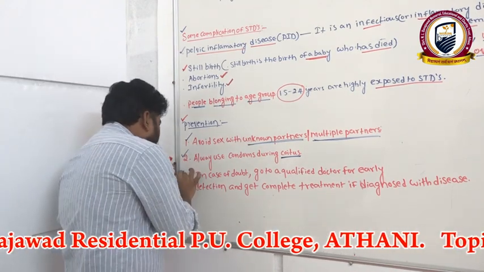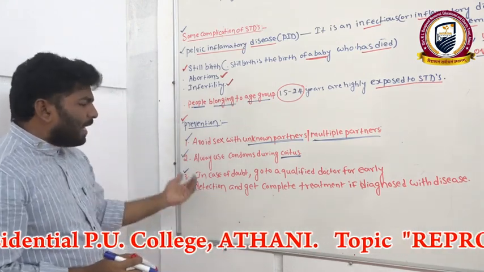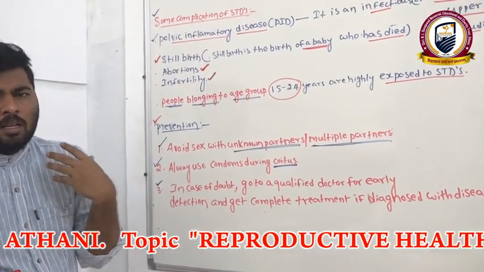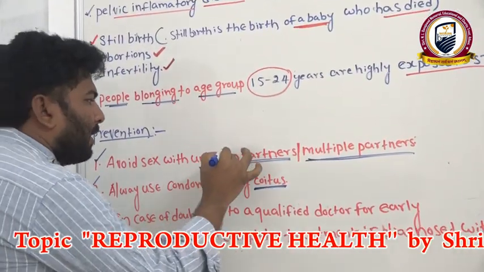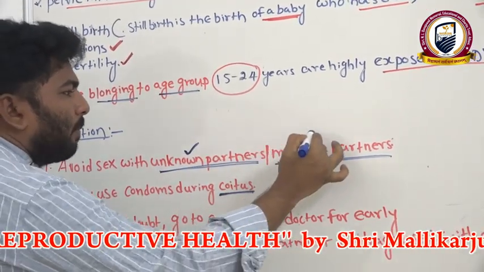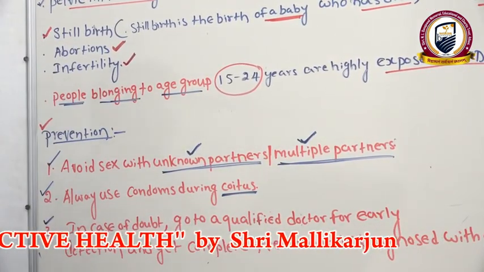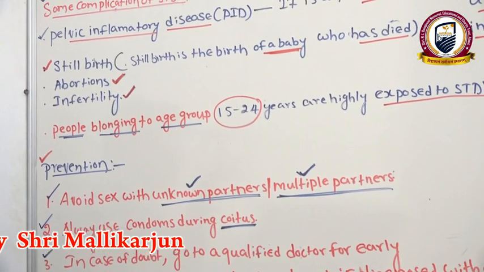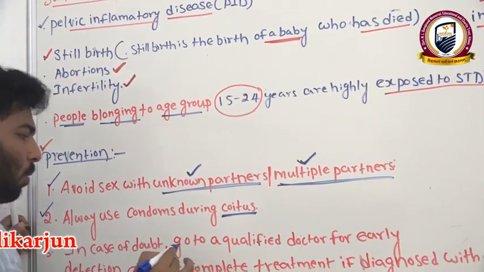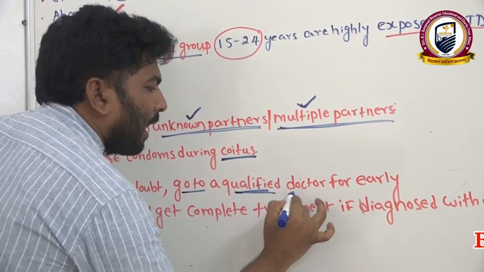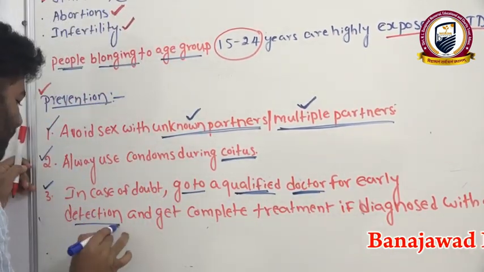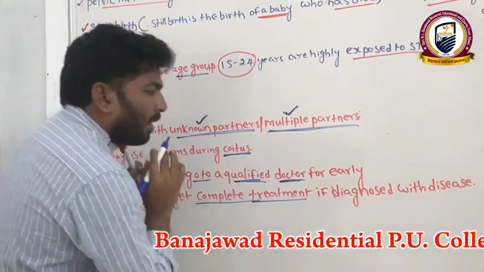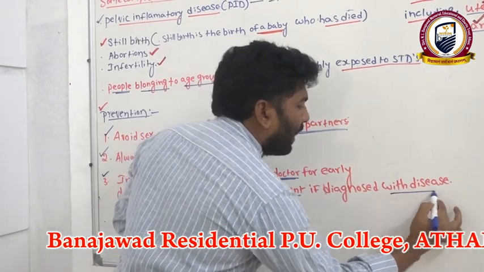Now third one, in case you have a doubt, if you participated by mistake in sexual contact with an unknown person or multiple persons, and you are getting doubt in your mind, maybe I am getting HIV or not, like fear, immediately go to a qualified doctor for early detection and get complete treatment, if diagnosed with a disease.